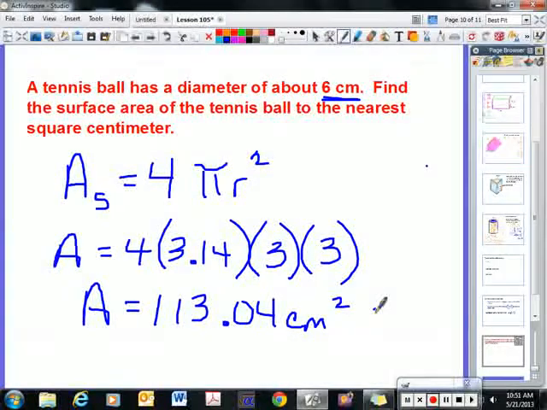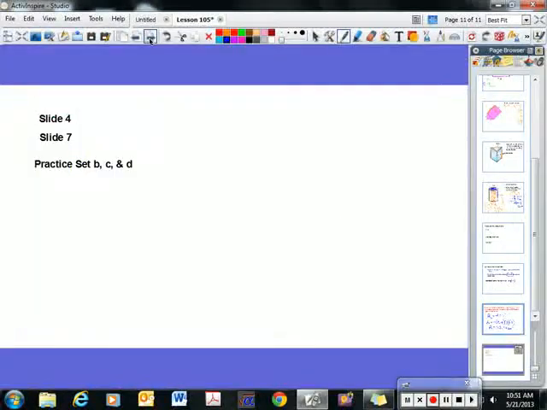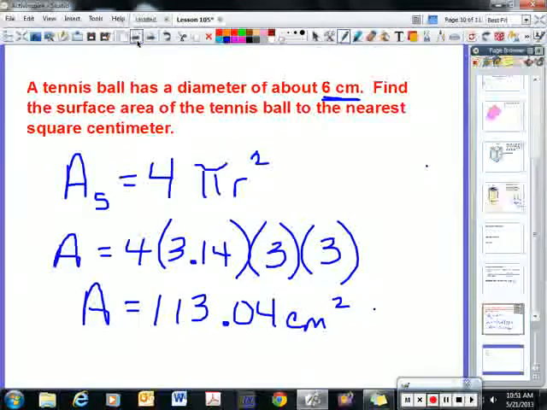All right, one more slide here. Actually, no, that's the end. What I would like you to do now then is go to practice set B, C, and D. If you do B, C, and D, don't pay attention to that slide I just showed you because one of the things was wrong. So you need to do letters B, C, and D only, and then bring it to class tomorrow.